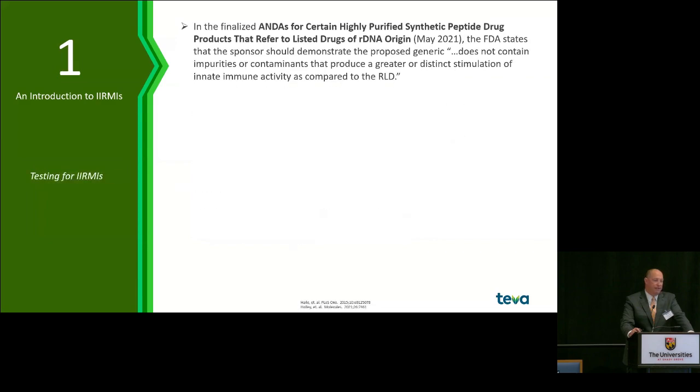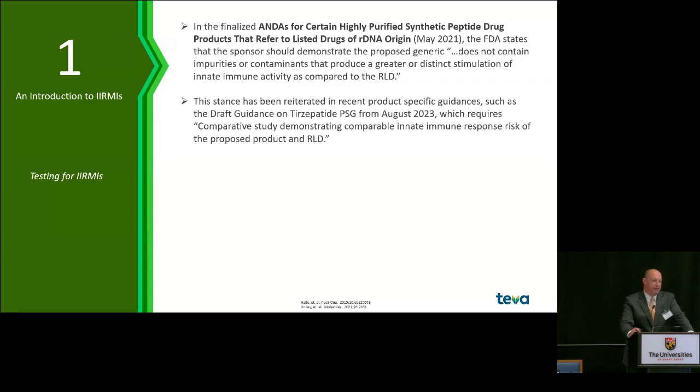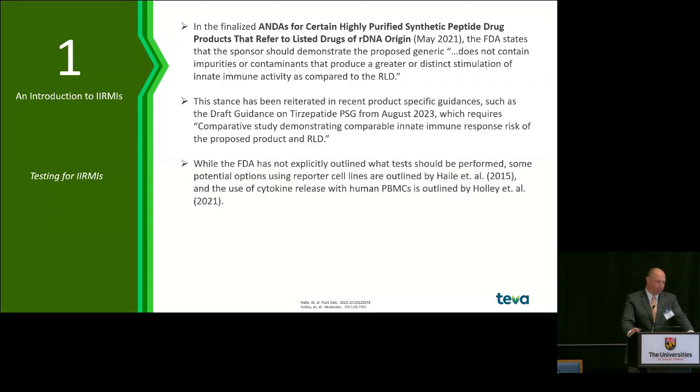In the finalized guidance for ANDAs in synthetic peptides that was published in May of 2021, the FDA stated that the sponsor should demonstrate that the proposed generic does not contain impurities or contaminants that produce a greater or distinct stimulation of innate immune activity as compared to the RLD. This stance has been reiterated several times. As an example, the draft guidance on the tirzepatide product-specific guidance from August 2023 requires a comparative study demonstrating comparable innate immune response risk of the proposed product and the RLD.